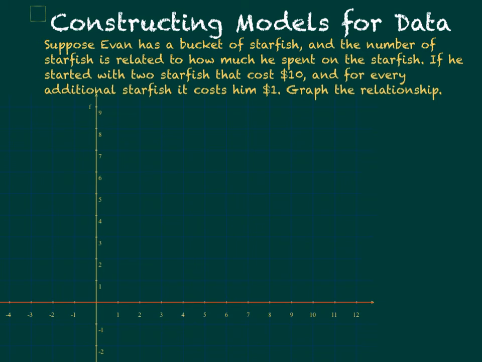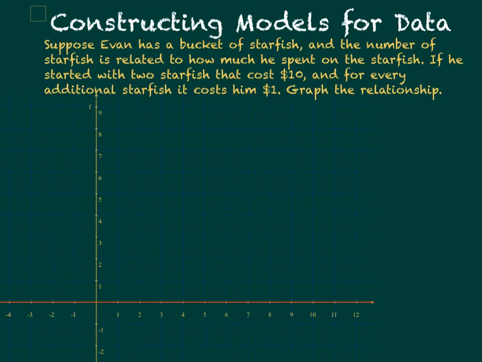Constructing models for data. Suppose Evan has a bucket of starfish and the number of starfish is related to how much he spent on the starfish. If he started with 2 starfish, that cost him $10, and for every additional starfish it cost him $1. Graph the relationship.